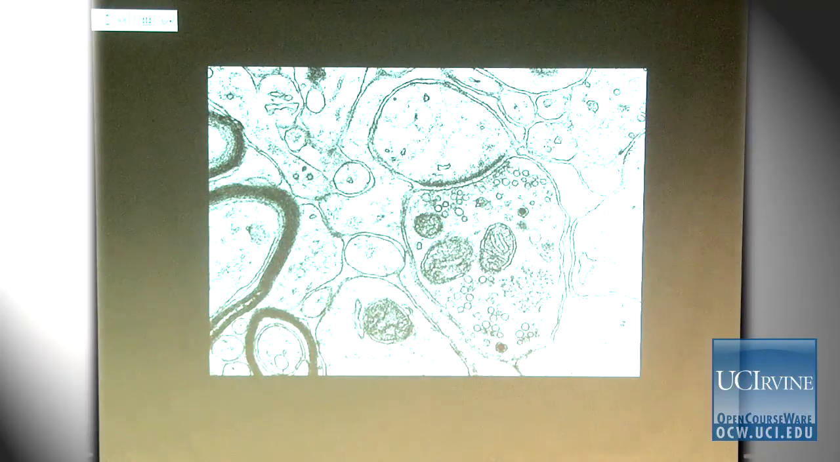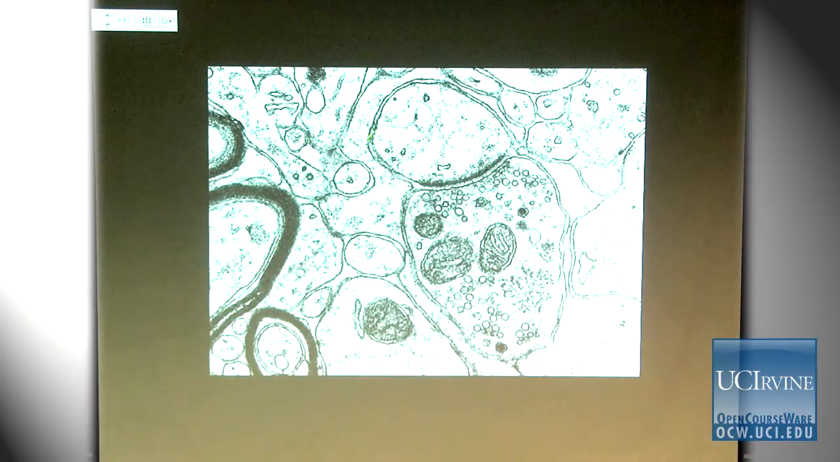Now this is something I stole off the web. We have a top cell here and a bottom cell. Which one is the presynaptic neuron? The top or the bottom? Bottom. How do you know that? Synaptic vesicles, right? So this is filled with little vesicles that are going to fuse with the plasma membrane when calcium enters from the extracellular space.